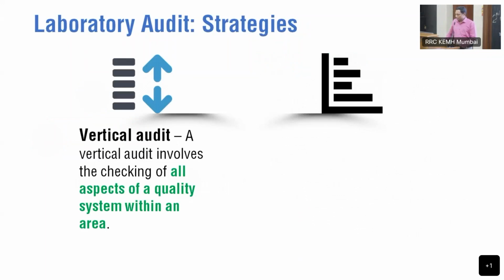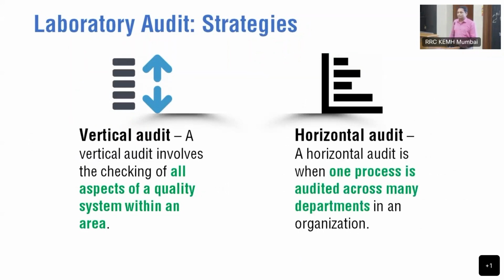What is vertical and what is horizontal? What is a vertical audit? Example. A vertical audit involves checking all the processes, all the aspects of the quality system within an area. All processes, maybe managerial, maybe technical. And horizontal, I will restrict to a process, and I do it horizontally in histopathology, in hematology, in clinical pathology, in biochemistry. Let's check that process, maybe report release, maybe amendment of reports, maybe verification. It's restricted to a process and I go investigating that part across the disciplines. So one process is audited across many departments. That will be the horizontal audit.